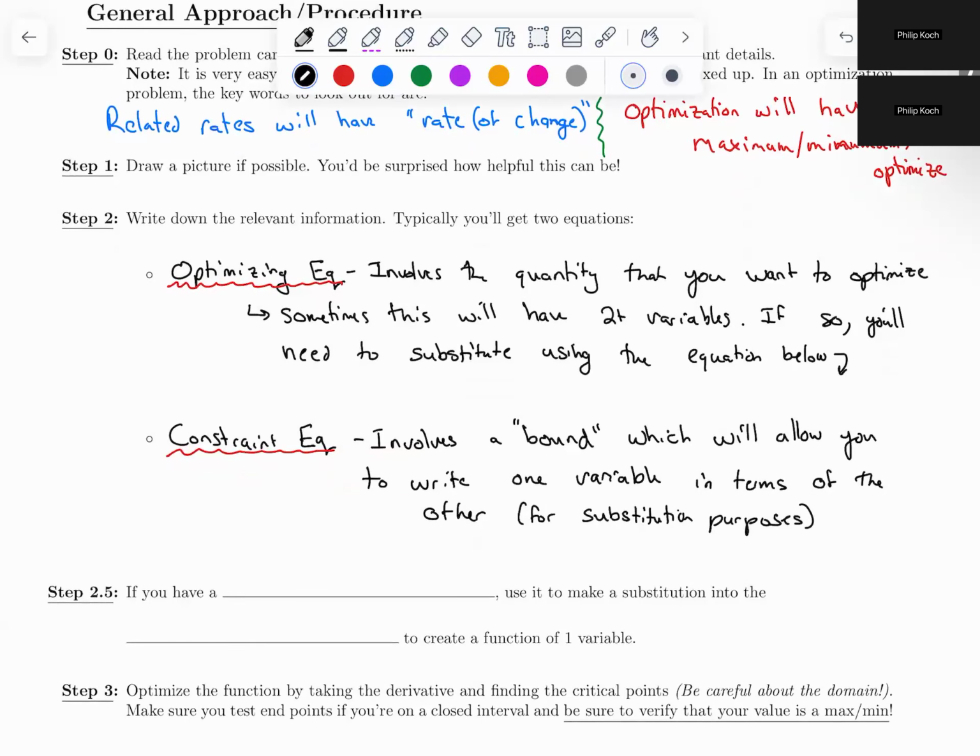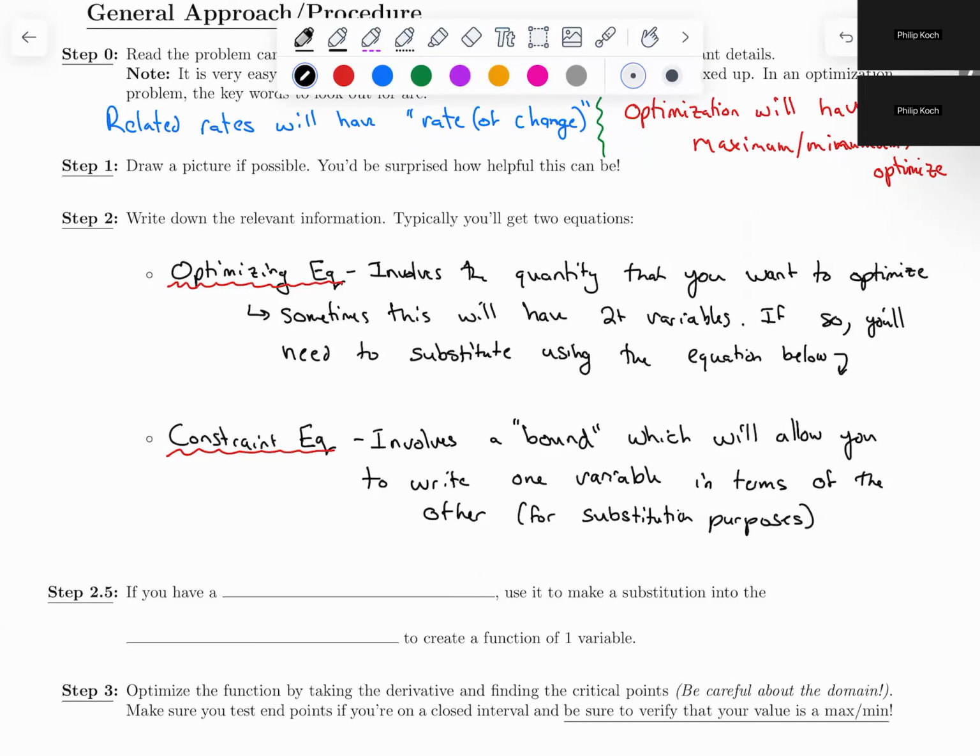Step 2.5 is a sub-step. So not every single problem that involves optimization will have both of these equations. Sometimes it doesn't need a constraint equation, right? If I'm trying to maximize the area of a square, the length and the width are the same thing. So trying to find the derivative, not too terrible. It's all going to be a single variable. So in certain circumstances, you won't have a constraint equation, or it will automatically fall out by necessity.